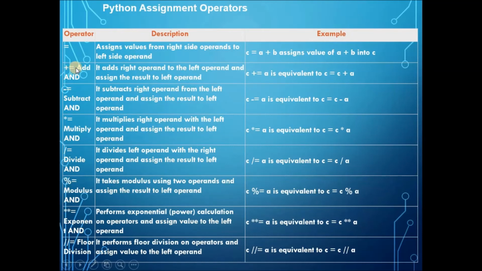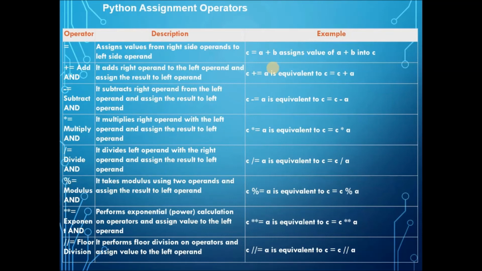Here you can see plus equal, minus equal, asterisk equal. These are different types of assignment operators, and you have to understand their meaning. C plus equal to A means C is equal to C plus A. Just remember that. And C minus equal to A means C is equal to C minus A. Like that, these operators are there. This is also an assignment operator, so you can assign values like this also.